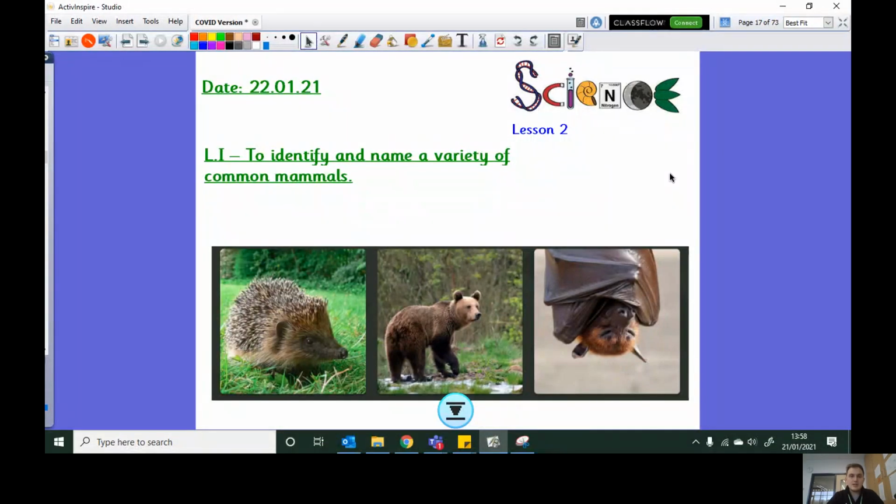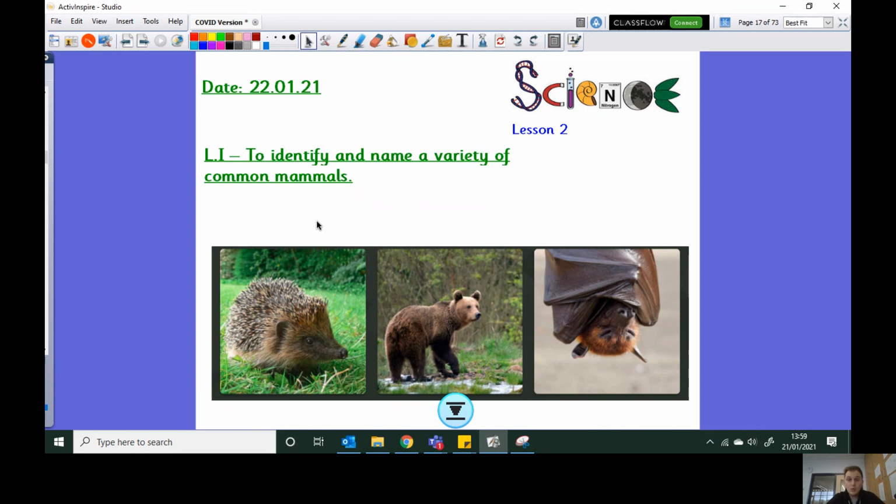Okay, so hopefully you can see my screen, and our learning intention today is to identify and name a variety of common mammals. And we're focusing on this word here, mammals, because we're carrying on our topic of animals, including humans, and we're looking at different types of animals and how they can be grouped and classified, which links very nicely to our working scientifically skills and our working scientifically wheel.